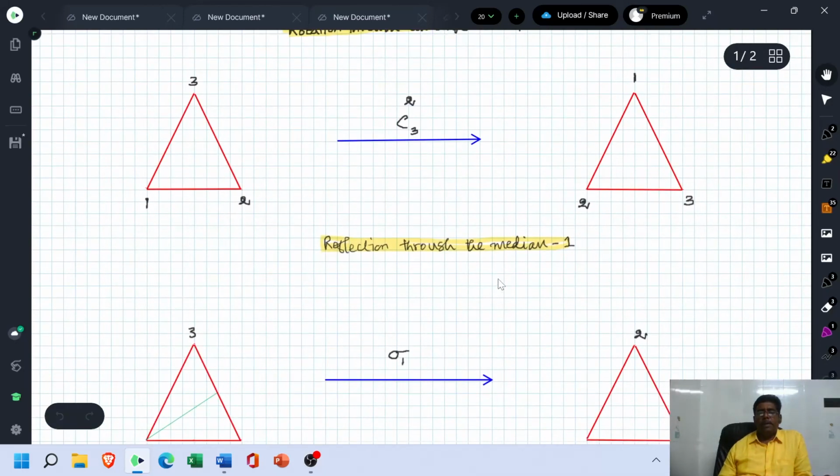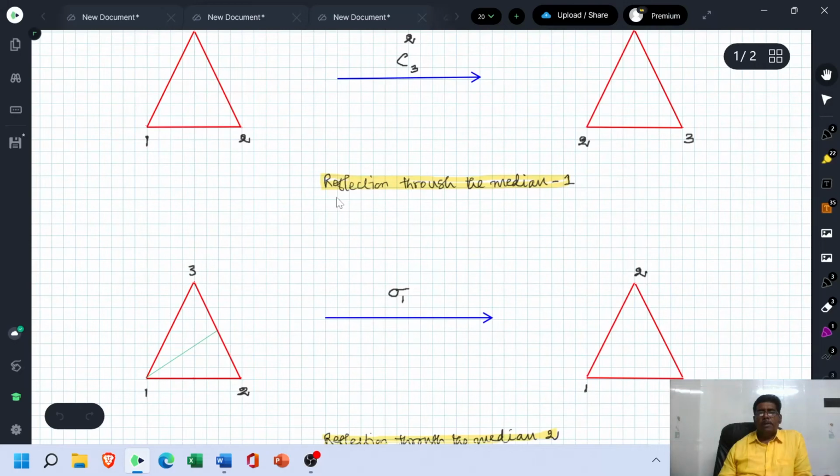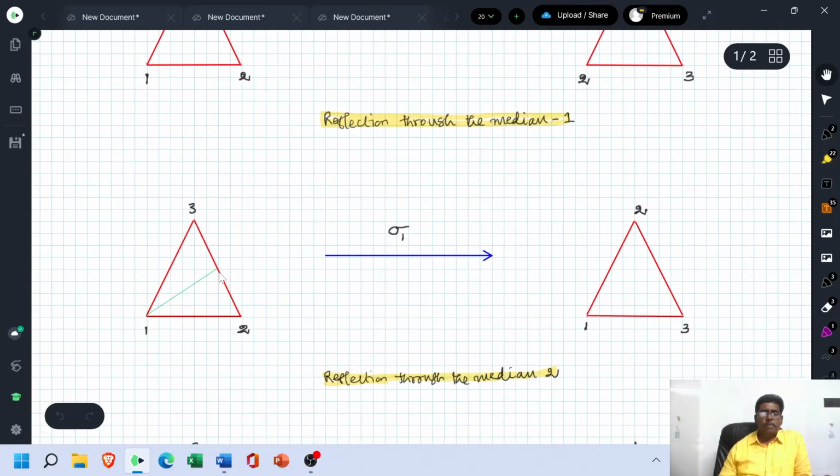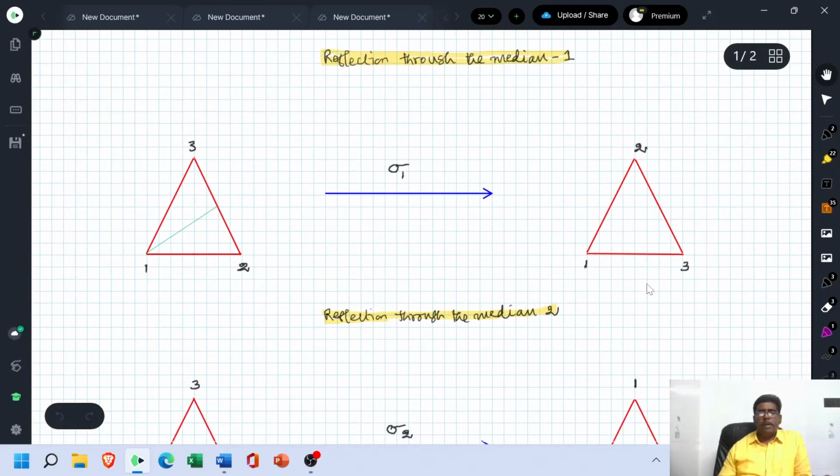And there is reflection through the median 1. Say this is the first median. If the reflection is made through this median, the 2 points are interchanged. The point 1 is kept constant, here 1 is maintained as such, but these 2 points are interchanging their positions. So we can get the new triangle. This is also an equivalent triangle. Anyway, the symmetry is maintained.